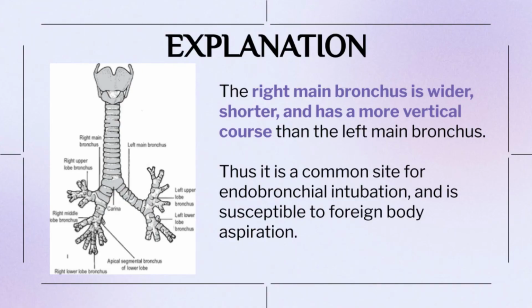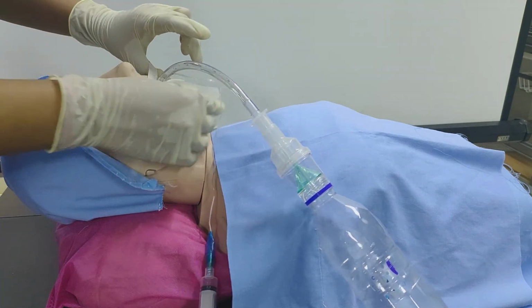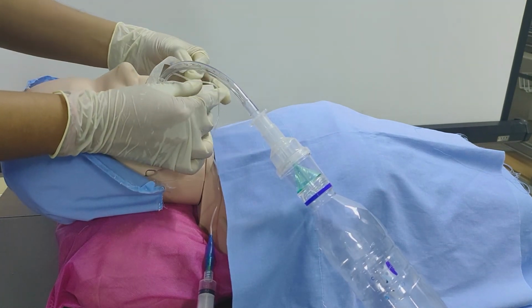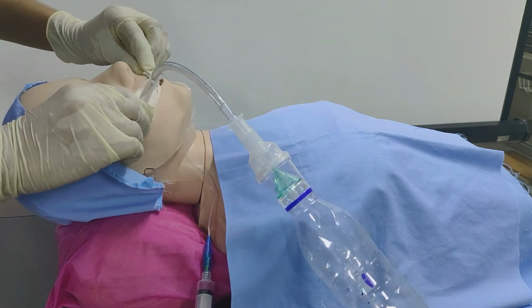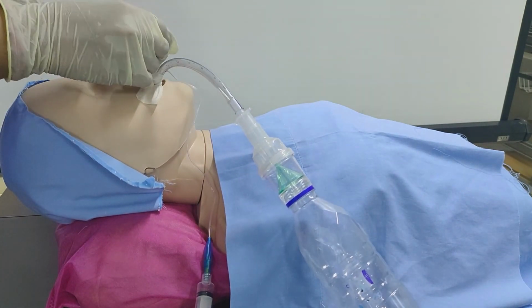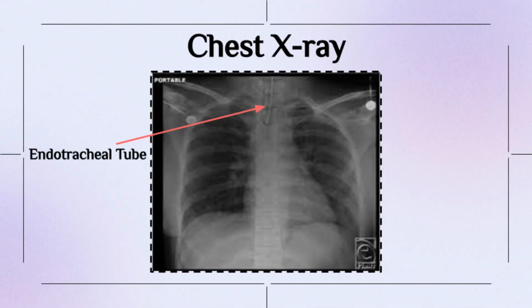Right endobronchial intubation is common as the right bronchus is wider, shorter, and has a more vertical course. After ensuring proper ET tube placement, anchor the tube to the right side of the mouth using a plaster. A chest X-ray may further be ordered to evaluate for proper ET tube placement.